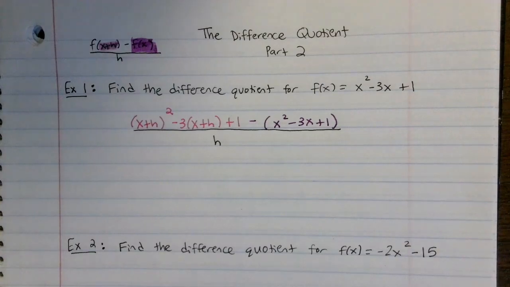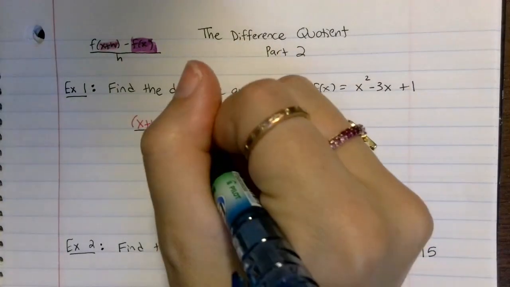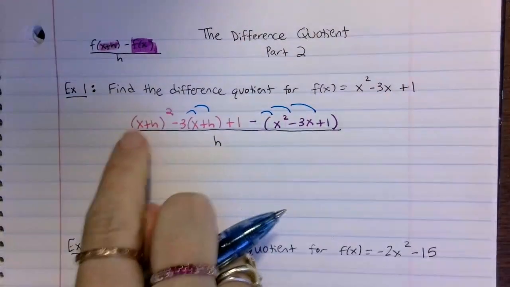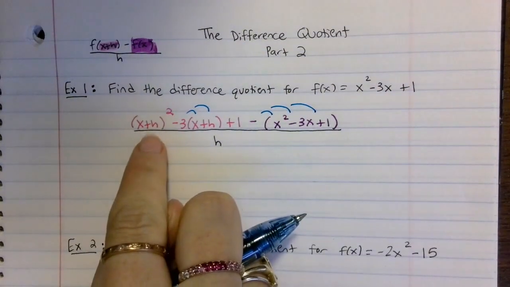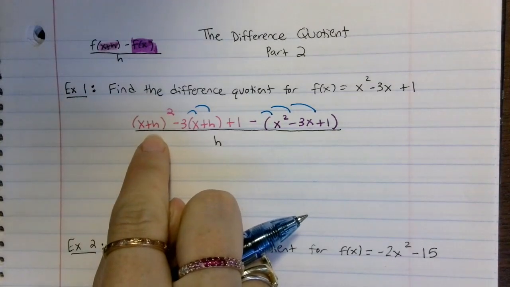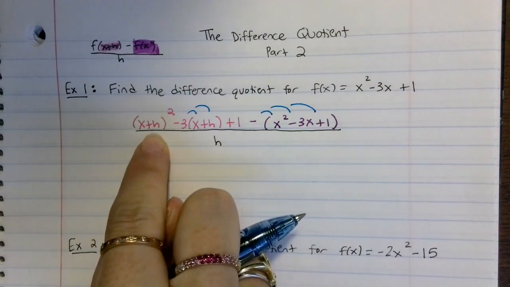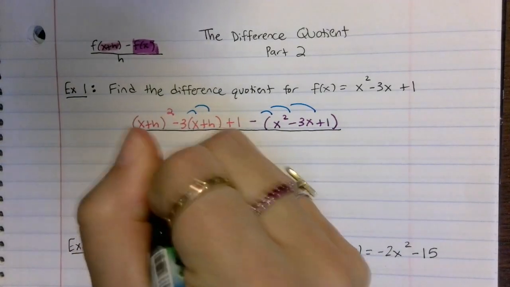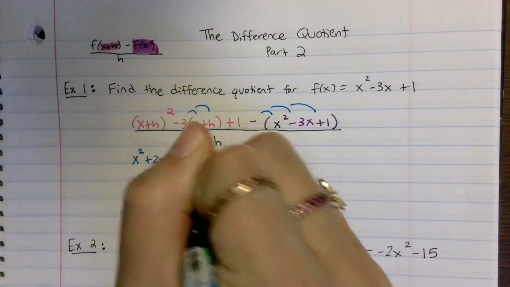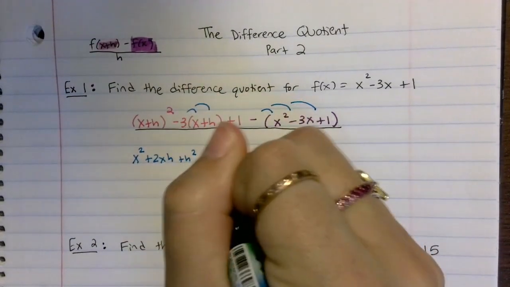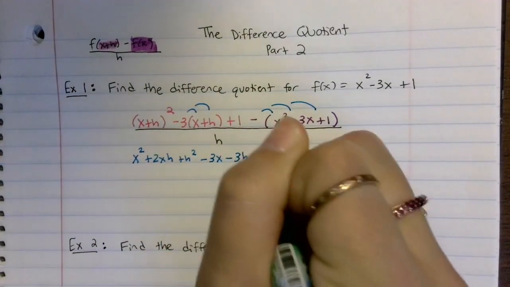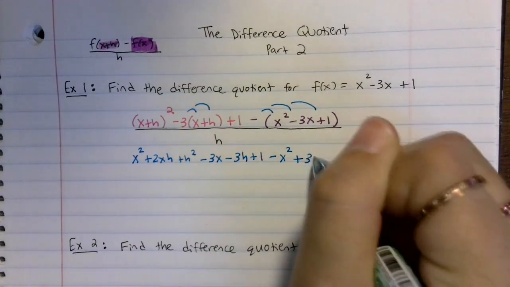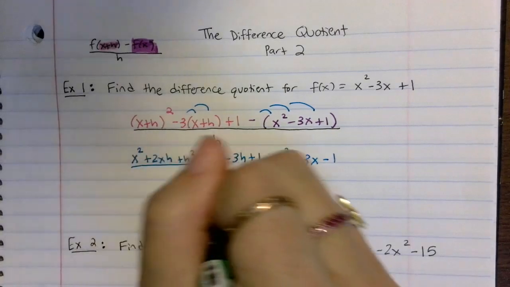Alright. So I am going to distribute this negative 3, I'm going to distribute this subtraction, and I'm also going to square this binomial. So if you need help with squaring a binomial, I do have a video on that I recommend you go ahead and watch. I'm going to go ahead and just square this. So that becomes x squared plus 2xh plus h squared. This is a minus 3x minus 3h plus 1. This is now a minus x squared, a positive 3x, and a minus 1. All over h.